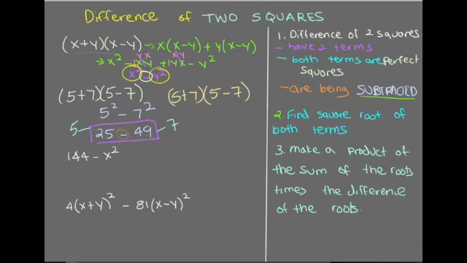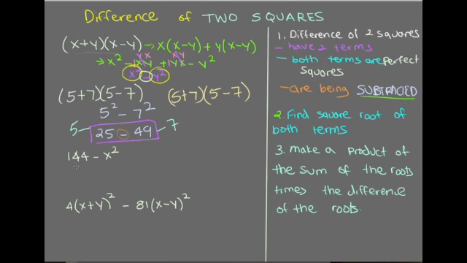So first we have to recognize that it's a difference of two squares. Then we have to find the square root of the terms and then factor it. So let's try two examples right here.